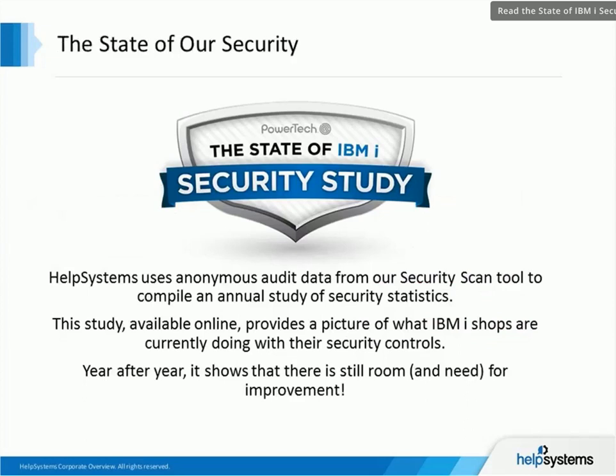Now, I mentioned the State of IBM I Security data in the report. This is culminated from years' worth of research that we do. We run security scans on people's systems. I'm going to talk more about the security scan a little bit later, but there is an option within the security scan whether you're willing to share that data anonymously with us. And if you do, then what we do is aggregate and compile that into a study report. And there is a lot of room for improvement, not only in user profiles, but also system values and public authorities and in other areas of importance in IBM I Security.